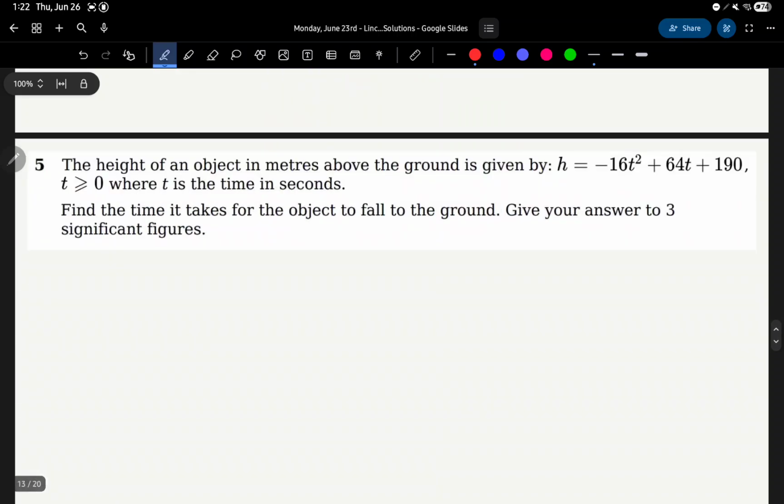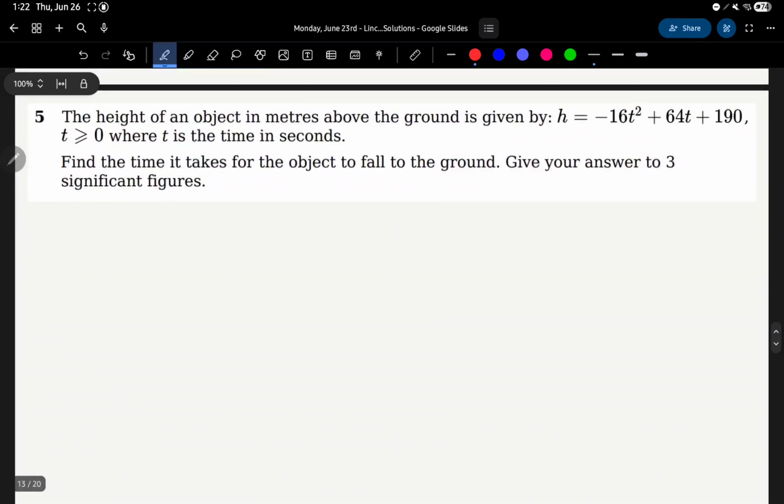Yeah, let's go. So next we have number 5 over here. It says the height of an object in meters above ground is given by h is equal to minus 16t squared plus 64t plus 990, and t is greater or equal to 0, where t is the time in seconds. We're gonna find the time it takes for the object to fall on the ground. Give your answer to 3 significant figures. So this is what you would use the calculator for, right? Because you're gonna get an answer in 3 significant figures.